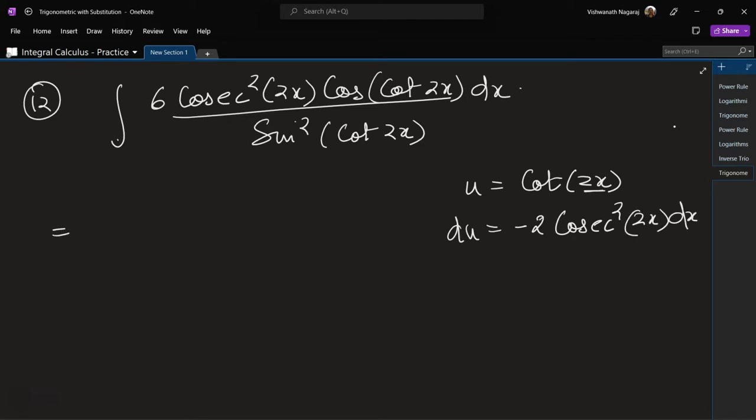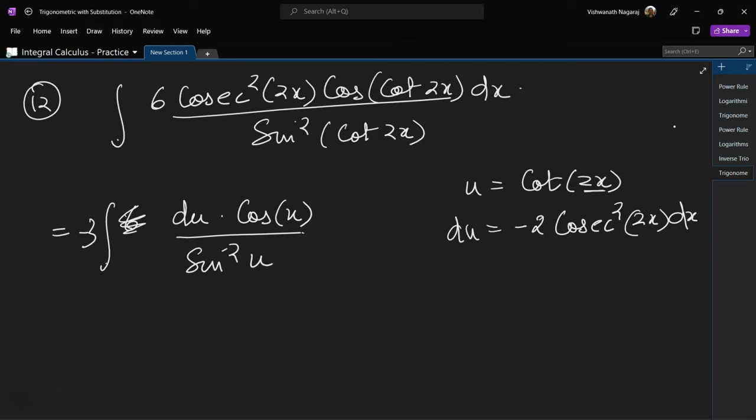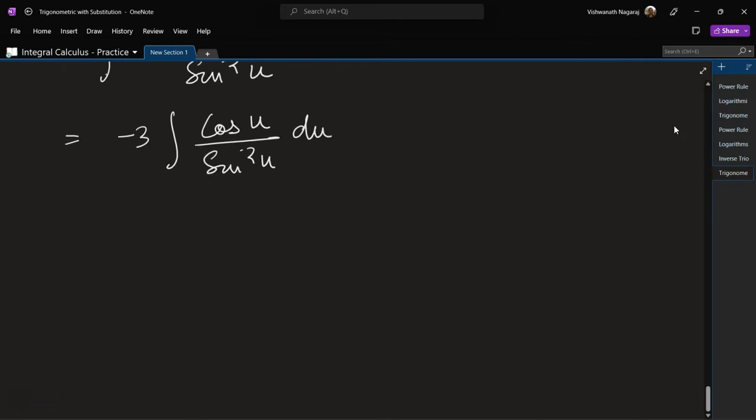Okay, so let's see what happens to our integral. This becomes 6 cosec square 2x dx. So here we require minus 2. So let's take minus 3 out and we get minus 2 here. So minus 2 cosec square 2x dx becomes du, and cos of cot 2x becomes cos of u divided by sine square u. So minus 3 integral of cos u by sine square u du, to write it properly.